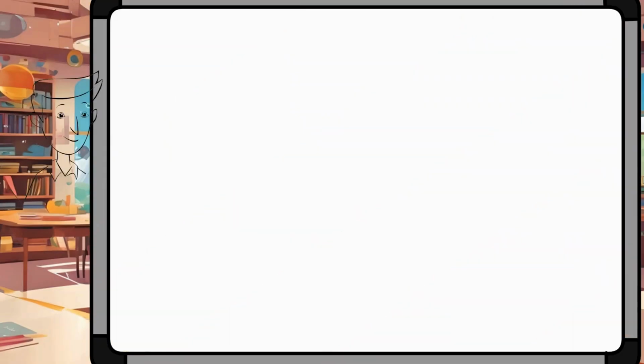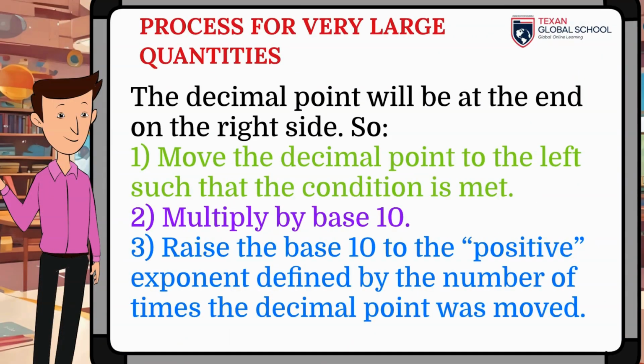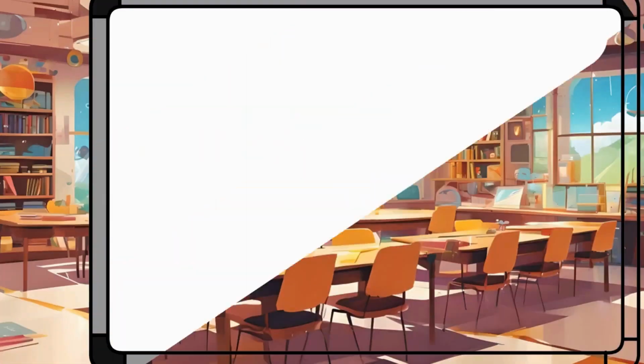For very large quantities, the decimal point will be at the end of the right side. Then, move the decimal point to the left the number of times such that the condition that it is greater than or equal to 1 and less than 10 is met. Now, multiply that number by base 10 and raise it to the positive exponent defined by the number of times the decimal point was moved.